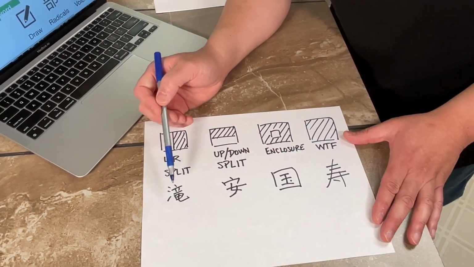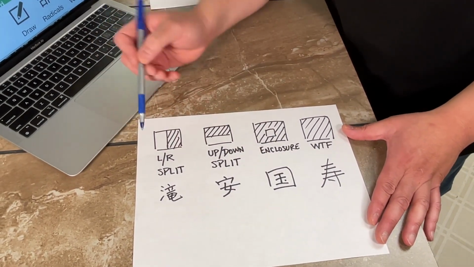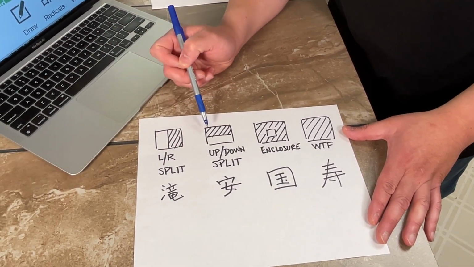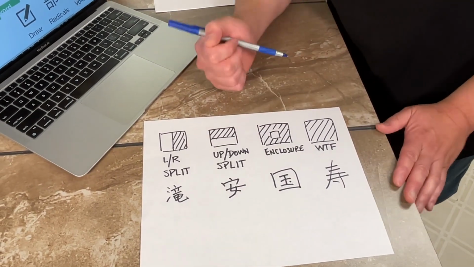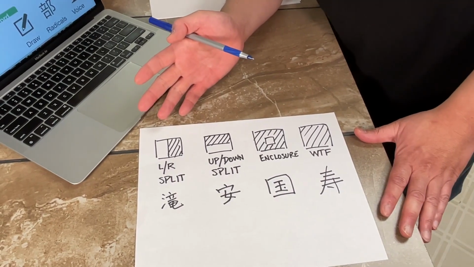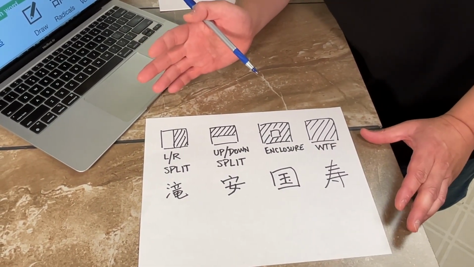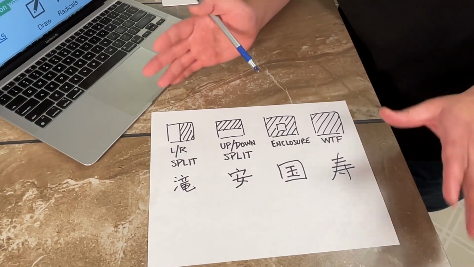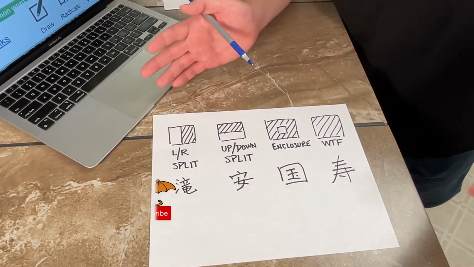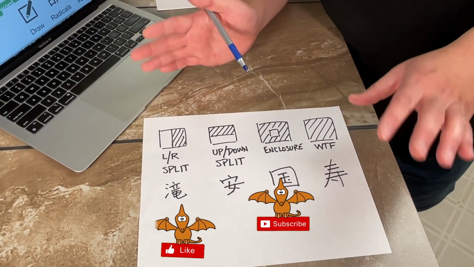So here we go. So we got waterfall, safe, country, and long life. And they follow the left-right split, up-down split, enclosure, or what the f. And every kanji out there is going to follow this pattern. Okay, so that should make it a little easier for you to chew on. I'm starting to see the light here. It's not just like 500,000 random things. It's got a spelling to it, just like English has a spelling to it.